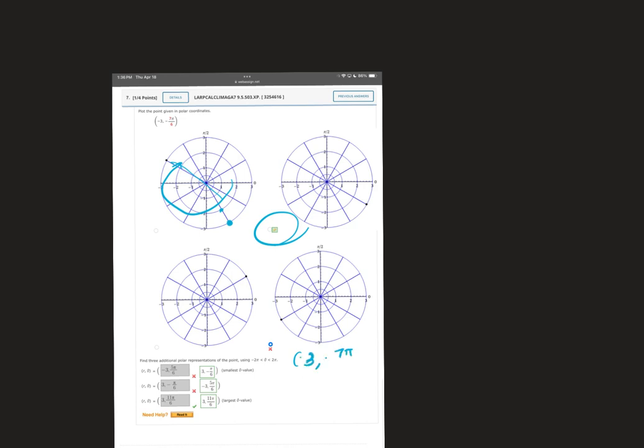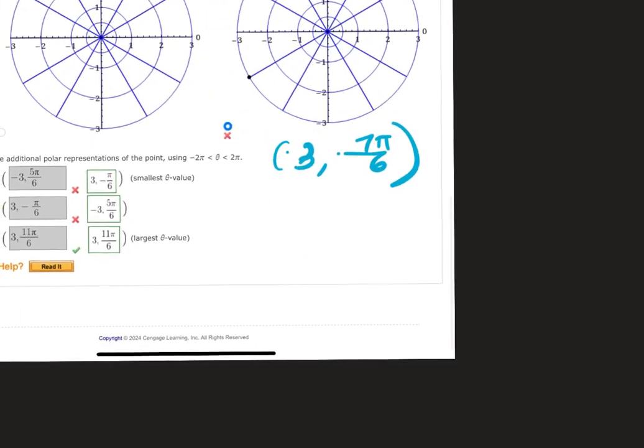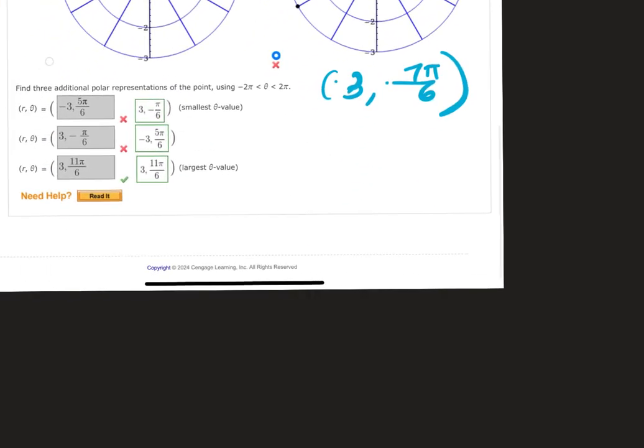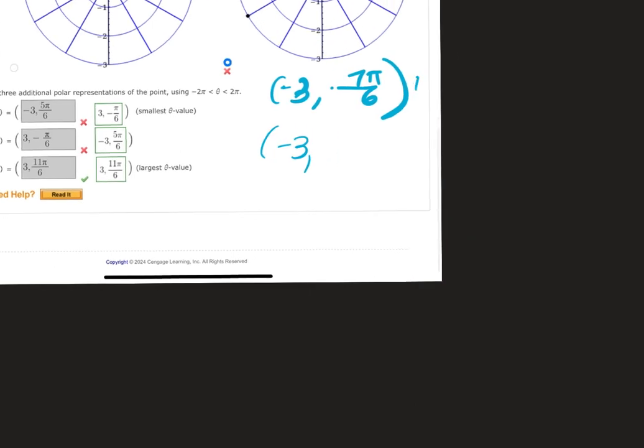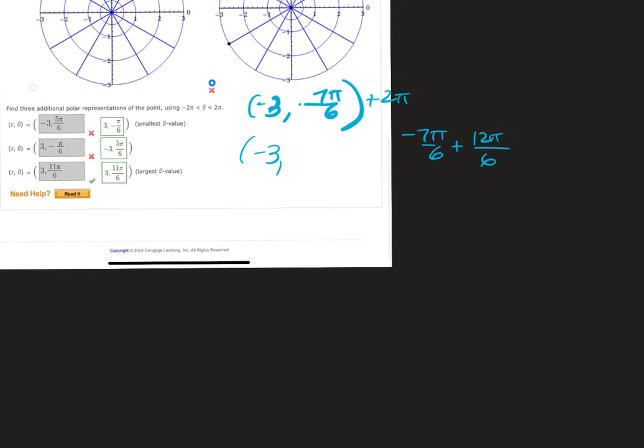negative 7 pi over 6. So this one was tricky because it was so negative. To find, if I wanted to keep the r the same, I could add 2 pi. So negative 7 pi over 6 plus 12 pi over 6, and I get 5 pi over 6. So that one works.